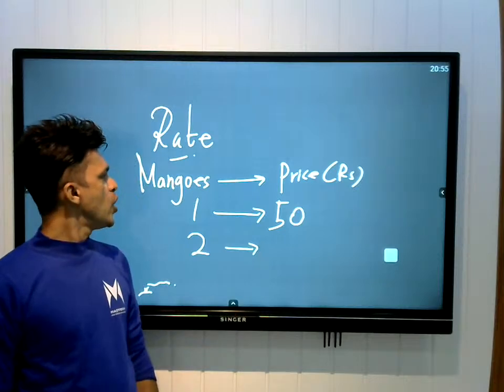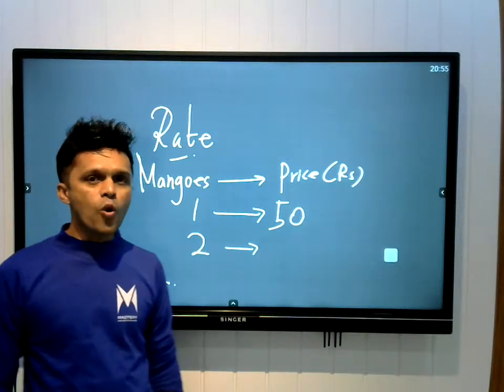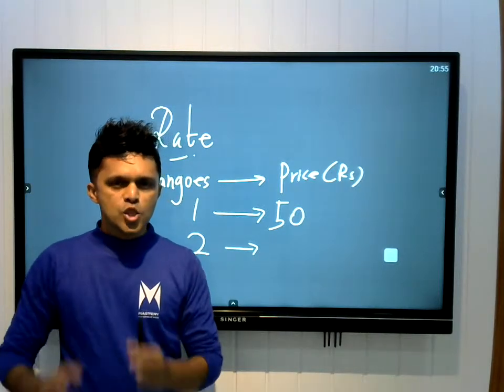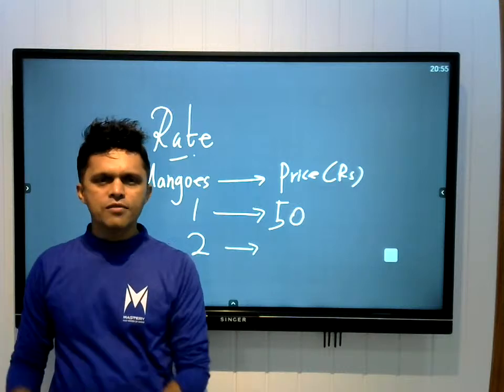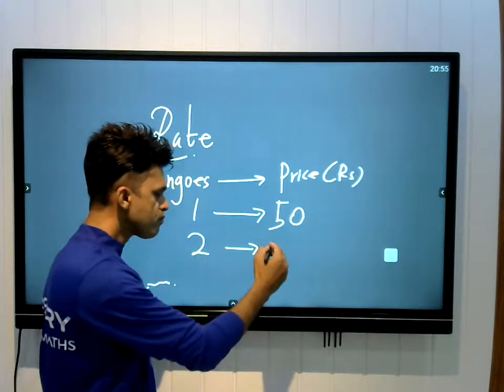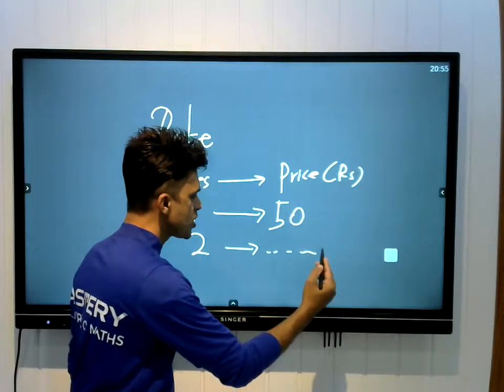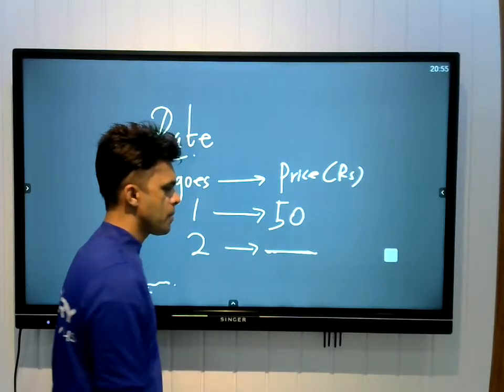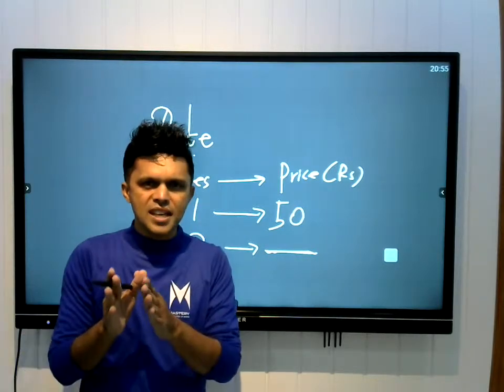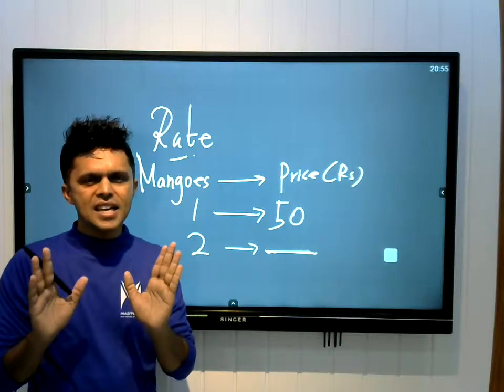So one mango can be bought for 50 rupees. Two mangoes can be bought for 100 rupees. The answer is 100. Imagine that you do not know it; I will put a blank here. We know the answer is 100.